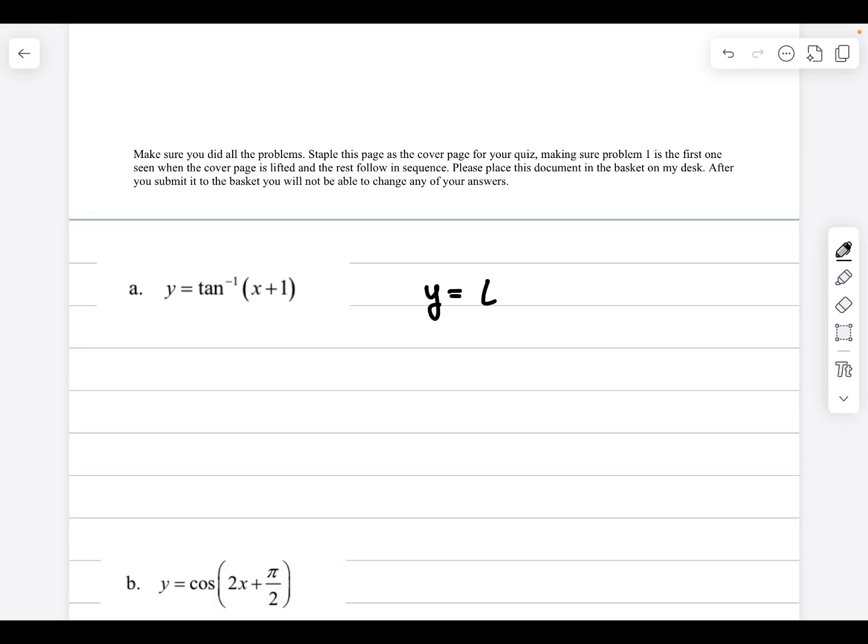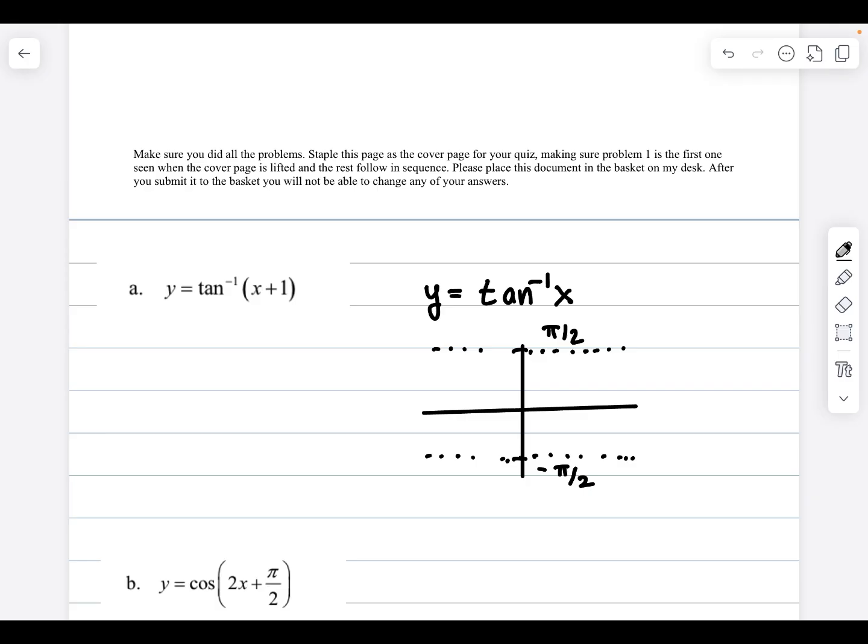So let's go ahead and graph the parent function, arctangent of x. The outputs of arctangent of x have to be in the interval from negative pi over 2 to positive pi over 2. And there's a horizontal asymptote at y equals pi over 2 and y equals negative pi over 2. The arctangent of x has a y-intercept at 0. This is what our curve will look like.